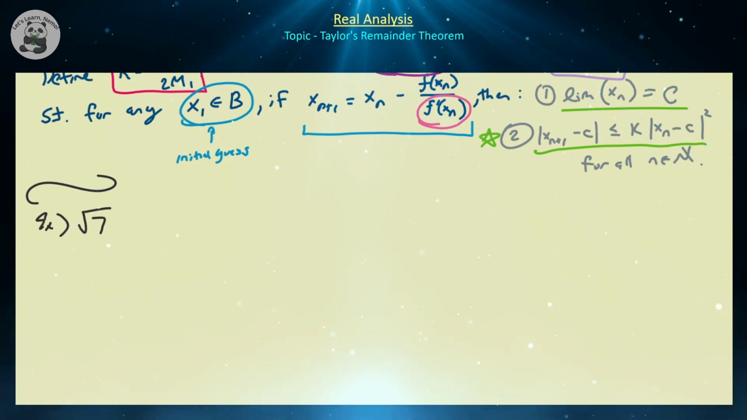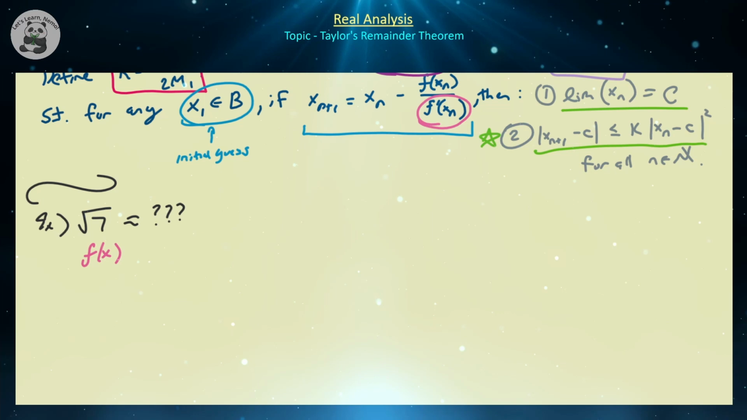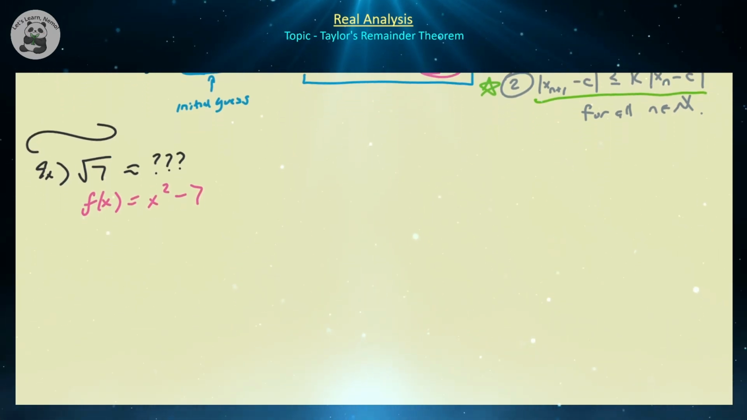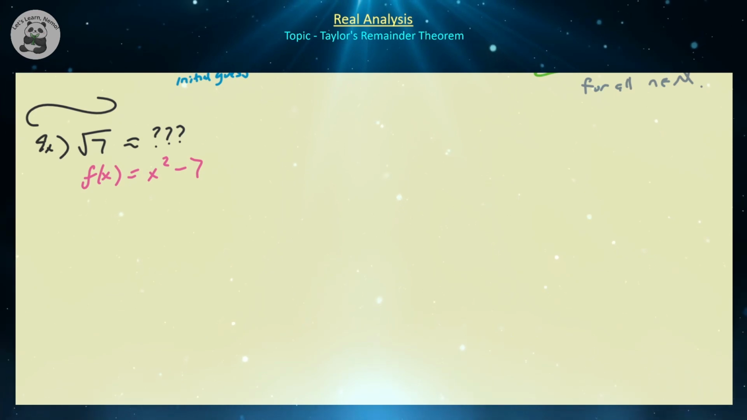So let's assume that our goal is to figure out what the square root of 7 is approximately equal to. The first thing that we need to do is define a twice differentiable function that has a 0 at the square root of 7. So an obvious choice would be this x squared minus 7 function. There's definitely many others, but this is probably the more trivial one.